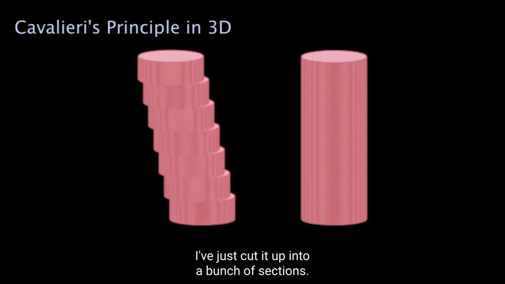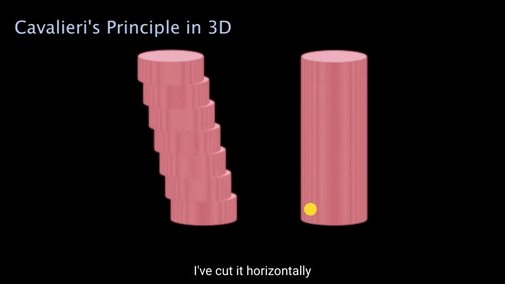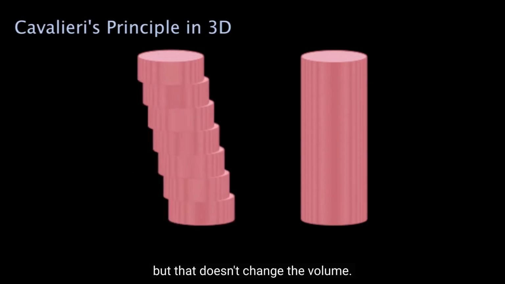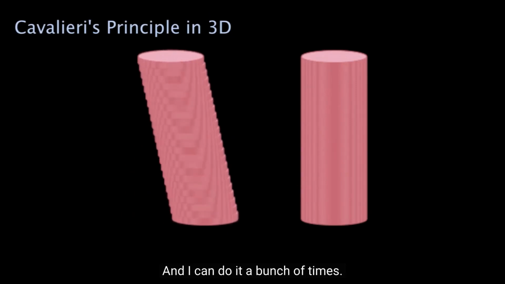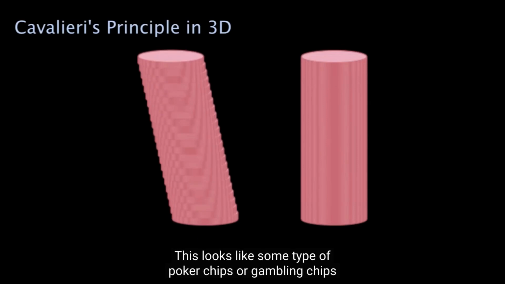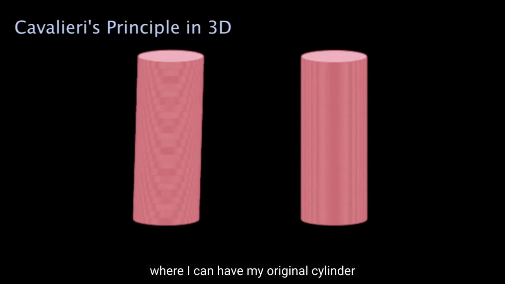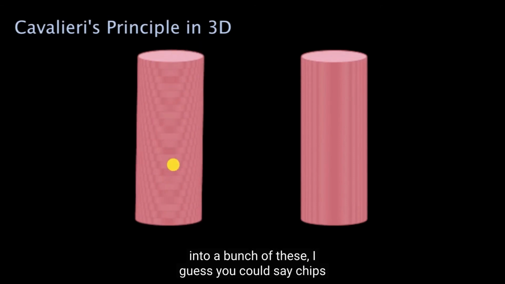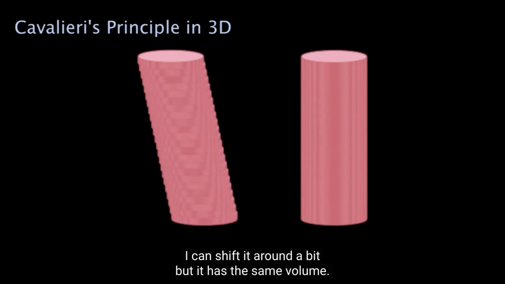I've just cut it up into a bunch of sections, I've cut it horizontally, and now I'm just shifting things around, but that doesn't change the volume. And I can do it a bunch of times. This looks like some type of poker chips or gambling chips, where I could have my original cylinder, and now I've cut it horizontally into a bunch of these, I guess you could say chips, but clearly it has the same combined volume. I can shift it around a bit, but it has the same volume.